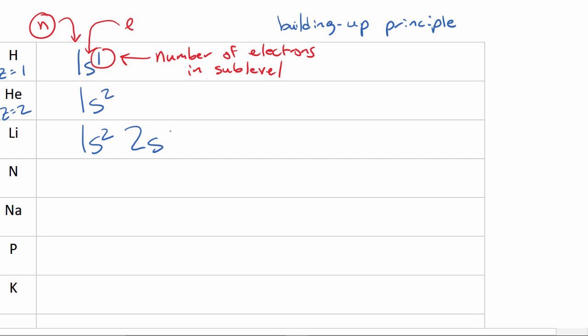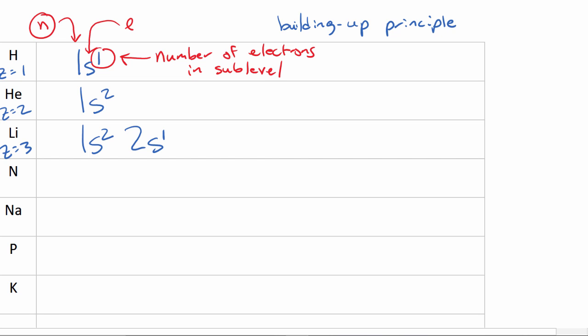And the 2s sublevel, now we only need 1 more electron. So the sum of these superscripts gives us the number of electrons in the atom. So 2 plus 1 gives us 3 electrons. And this tells us in an atom of lithium, we have 1 electron in a 2s sublevel and 2 of them in a 1s sublevel. And we read it as 1s2, 2s1. And this is because the atomic number is 3.